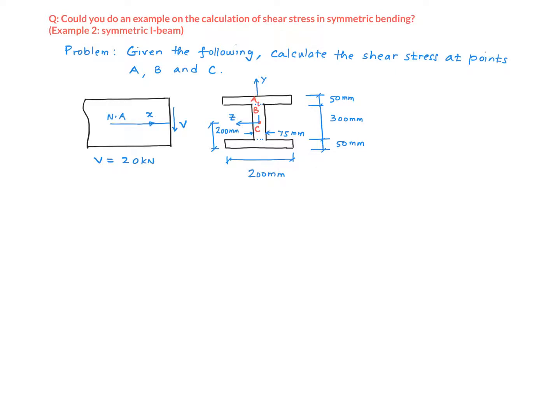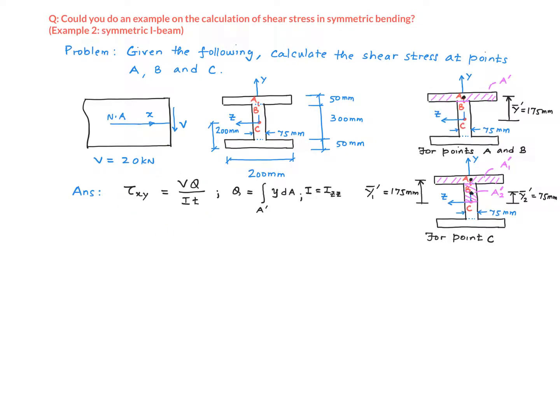And here are the three relevant axes. X-axis is the neutral axis, that is the axis that passes through the centroid of the cross-section. And Y is the vertical axis here, and Z is the axis perpendicular to the paper. Both of these axes are also placed at the centroid of the cross-section.